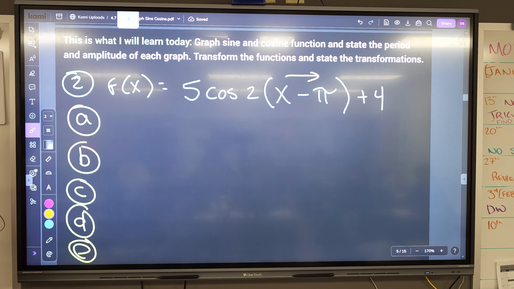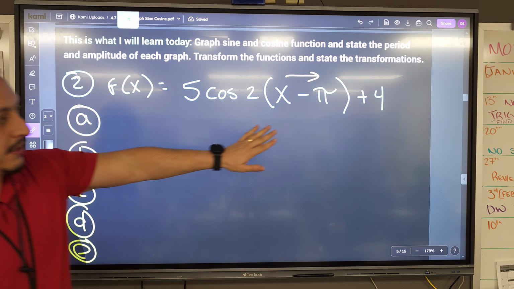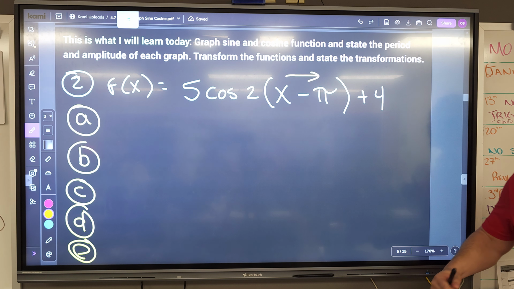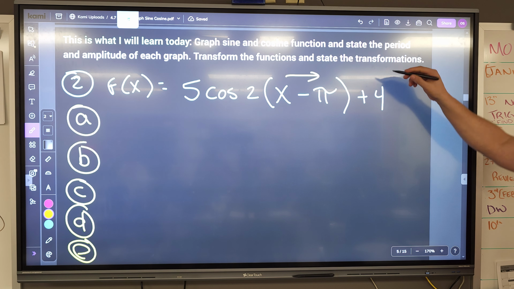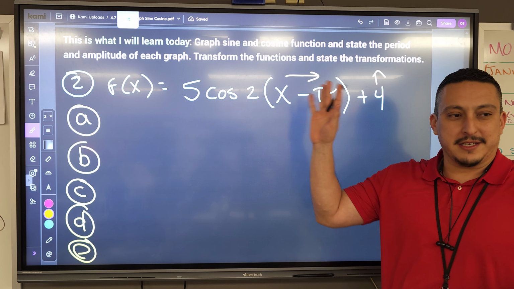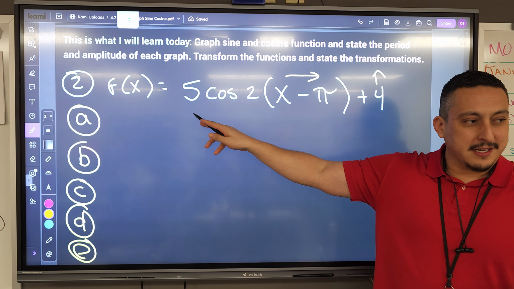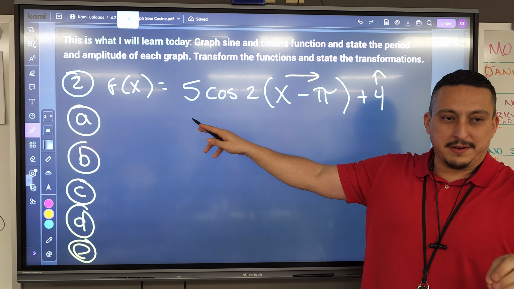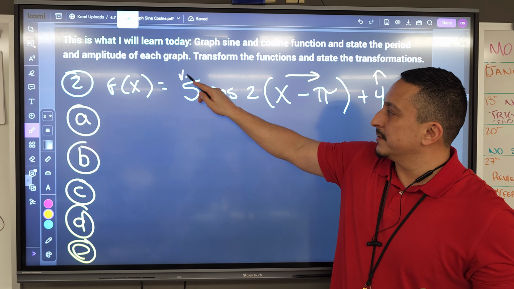Okay, guys, let's do the transformation. So the plus 4 is an A, what does it do? Up 4, right? Up 4. Kind of jump from the easier to the hard. The 5 is an A, but what vertical stretch?